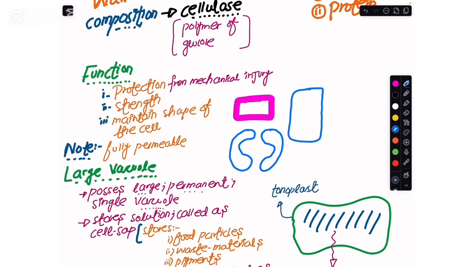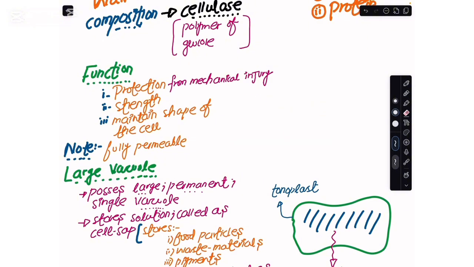So the plant cells have different shapes, and if these cells have to maintain their shape, there has to be something outside their cell membrane, and that is the cell wall. Earlier, in the case of the cell membrane, I explained that it was partially permeable, like some substances were allowed to move out of the cell membrane or into the cytoplasm of the cell, but this cell wall is going to be fully permeable.